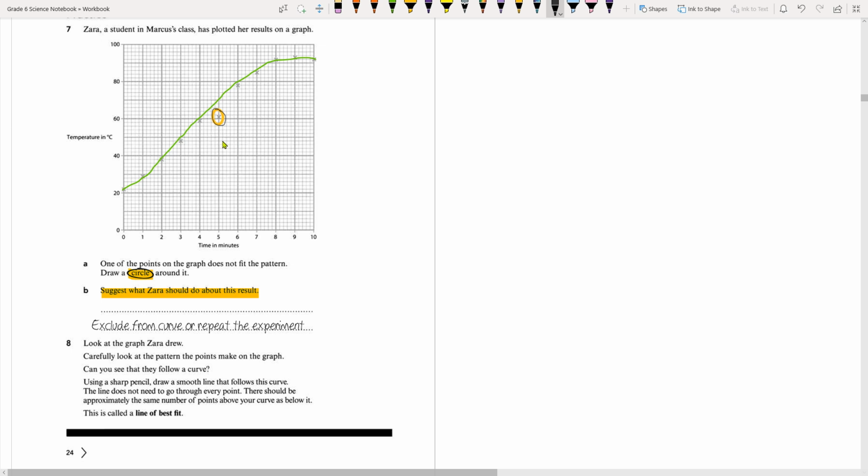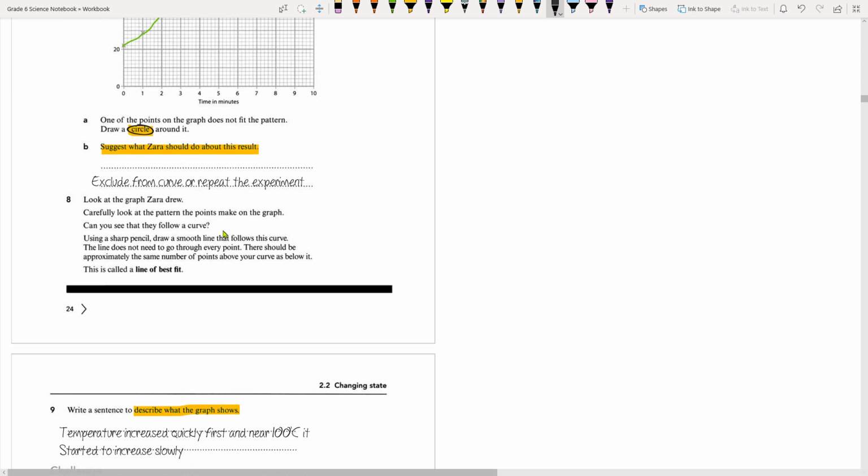It's not understandable why it is out, right? So suggest what, draw a circle around it. So we've done that. Suggest what Zara should do about this result, right? Either she can exclude it from her curve the way I've done it. That's one thing. Or you can repeat the experiment to get this wrong value out. If you do this right, then you are probably going to get the right value on the line, just like other values. So you can either repeat the experiment or just exclude this one point out of the data, right?